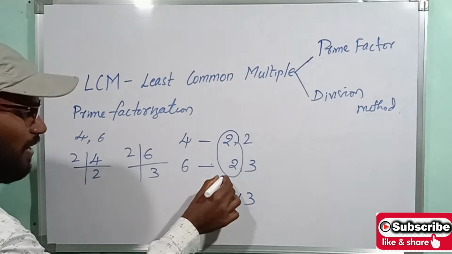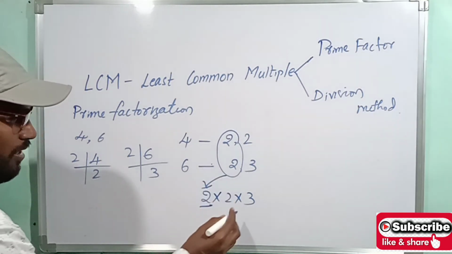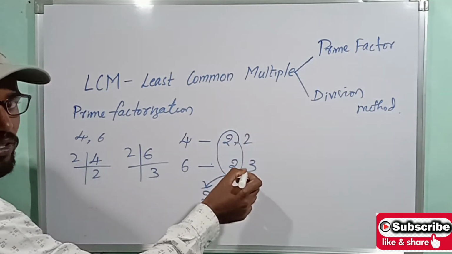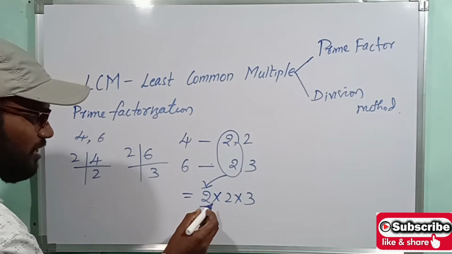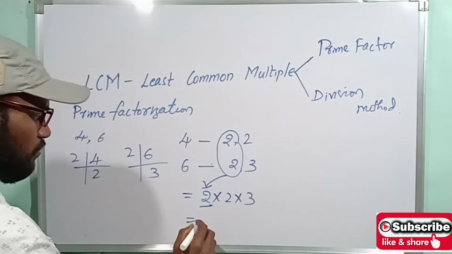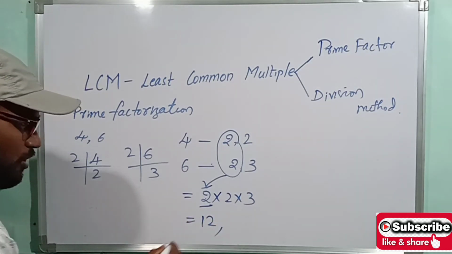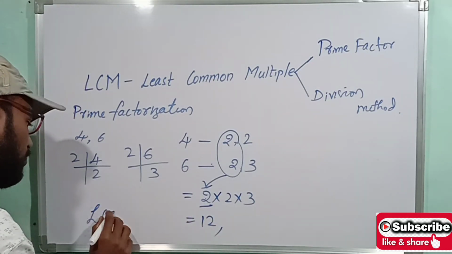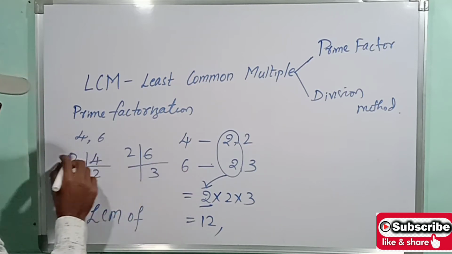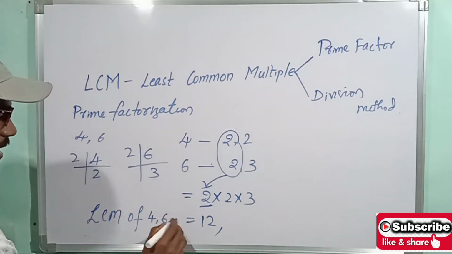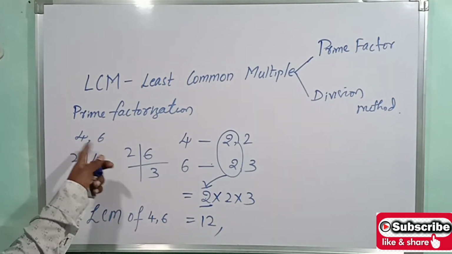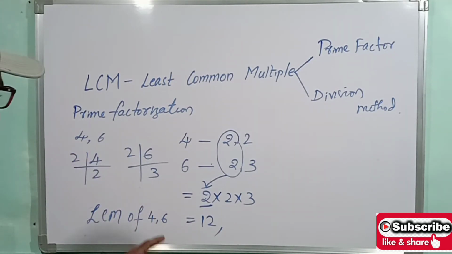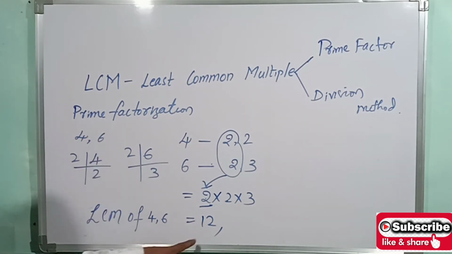First write the common factor. Then after that write the remaining different factors. Now do the multiplication. 2 2s are 4, 4 3s are 12. So here the LCM of 4 and 6 is 12. Already we got this. Yes or no? 12 is the LCM of 4 and 6. So in the prime factorization method also we got the answer 12.